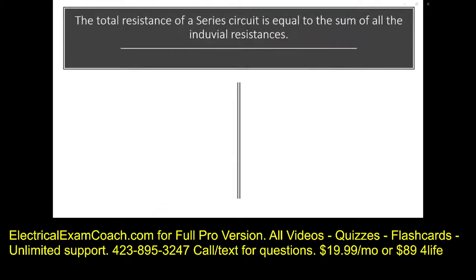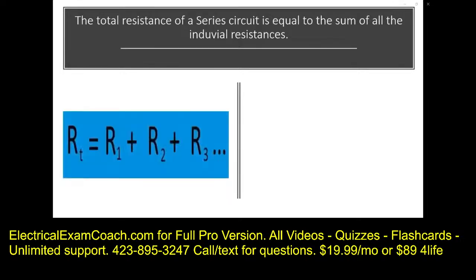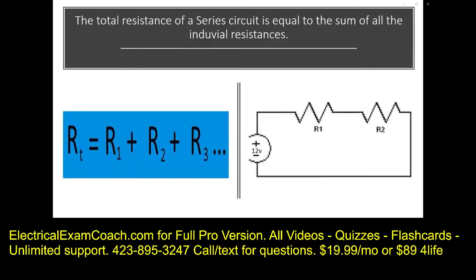The total resistance of a series circuit is equal to the sum of the individual resistances. RT, which just means resistance total, is equal to R1 plus R2 plus R3, and so on and so forth, however many resistors you have. We have a 12-volt battery in this case. We have 3 ohms on R1, 3 ohms on R2. So this is going to give us an RT of 6 ohms. So RT is equal to the total of all the resistors. In this case, R1 is 9 ohms, R2 is 4 ohms, so RT is going to be 13 ohms.